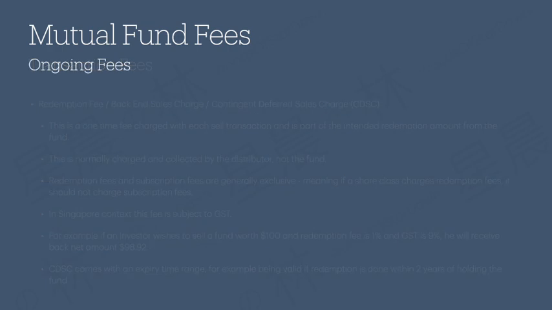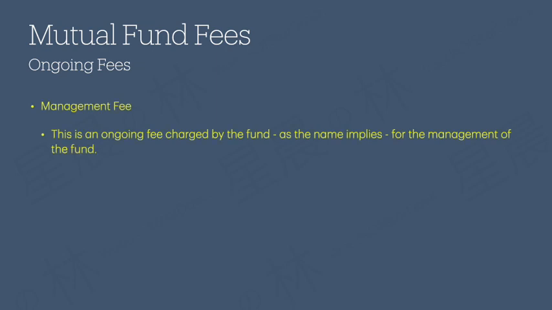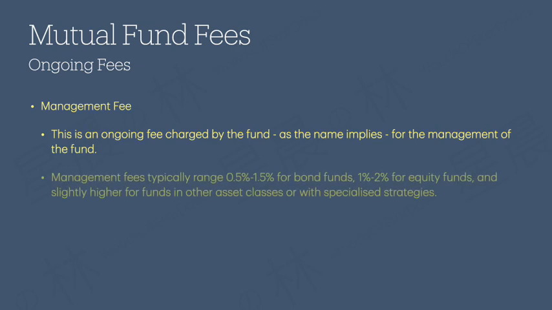The second category of fees are ongoing fees that are charged by a fund and come in 3 main types. The first type is the management fee. This is the most common ongoing fee referred to by investors, and as the name implies, this refers to the necessary costs involved in the ongoing running and management of the fund, such as paying for the investment manager, the research team, and the relevant operational teams within the fund provider company.